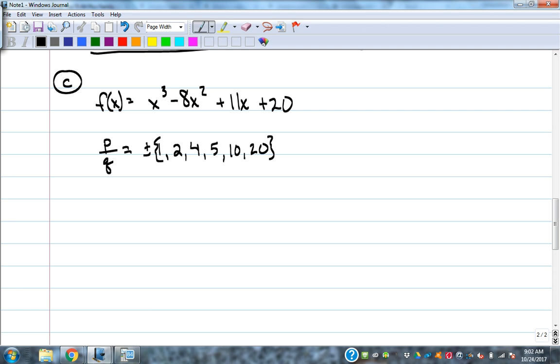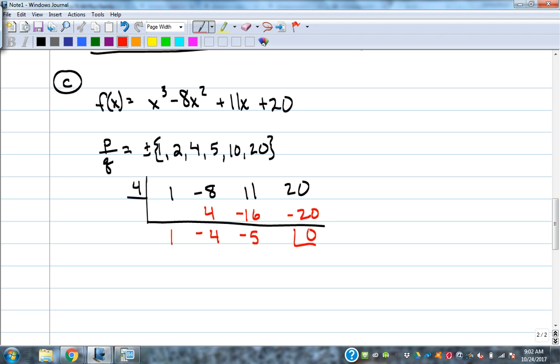Yeah, it is. So I'm going to use that 4 in synthetic division. 1, -8, 11, 20. 1, 4, -4, -5, that's -20. What do you know? The remainder is 0. That should happen.